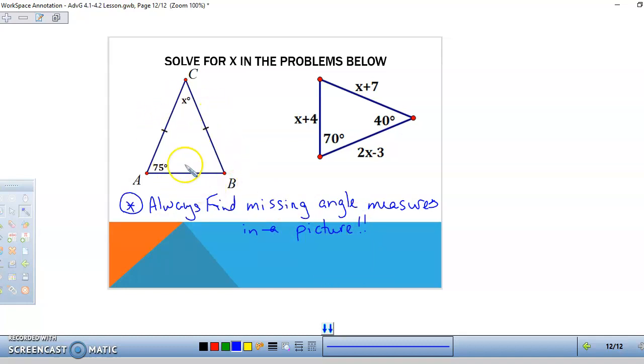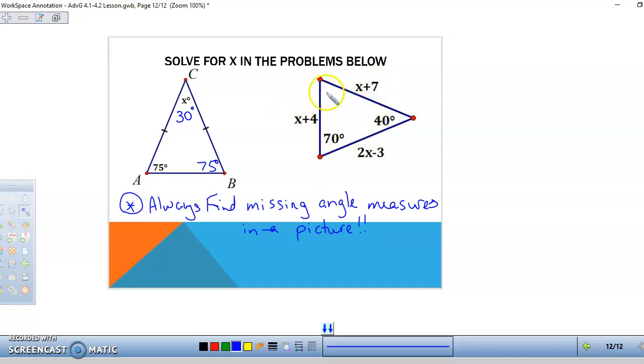So in this first example, we are given congruent sides. So if I have 75 here, this would also be 75. Always just write that in there right away. As soon as you see these congruent sides, write in the angles. And then you can use triangle sum, and that one should be fairly easy. This would have to be 30 degrees.